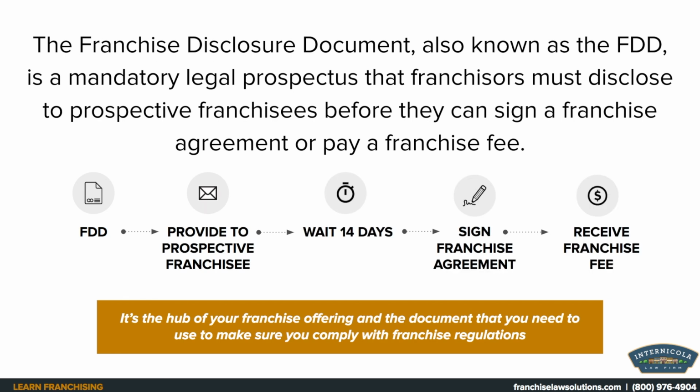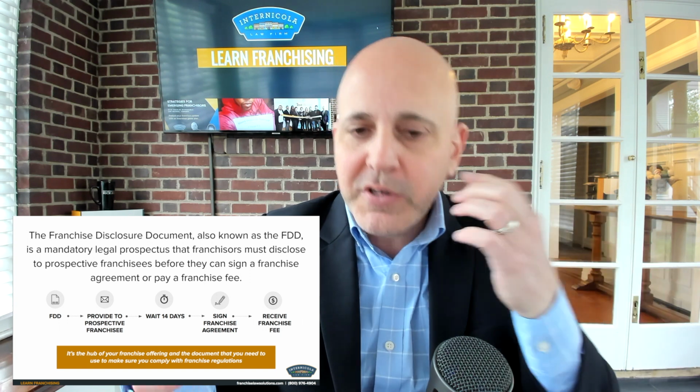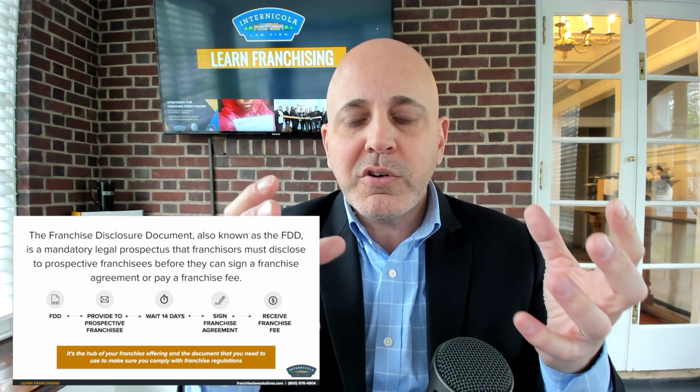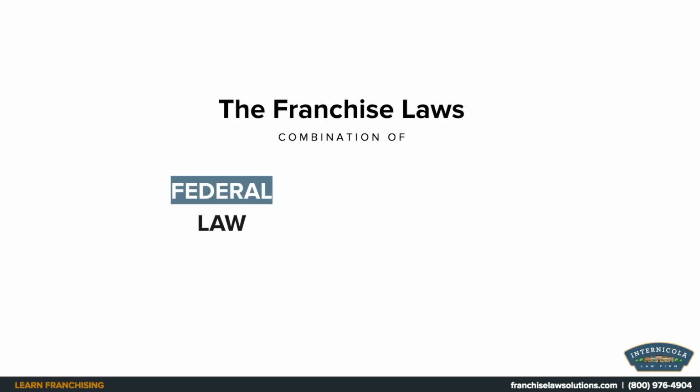At the most basic level, the FDD is the hub of your franchise offering. On the one hand, you use the FDD to comply with federal and state franchise laws. And on the other, it's an instrument that you give to franchisees. You know franchisees are going to be reviewing the data in the FDD to validate your franchise and compare it to your competitors. So the FDD itself is the hub that really melds together your franchise regulation obligations and your franchise sales activities.